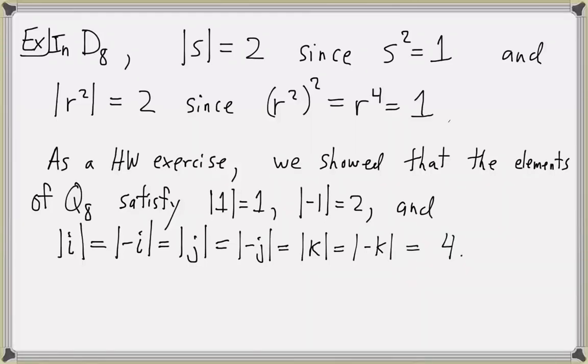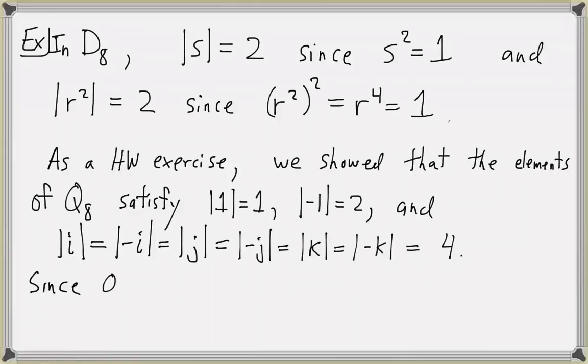So in a previous theorem, we showed that if x has order n, then phi of x has order n as well. So look at these 2 groups. D8 has 8 elements, but it has 2 elements with order 2. Q8 also has 8 elements, but it only has 1 element of order 2. So therefore, D8 cannot be isomorphic to Q8.